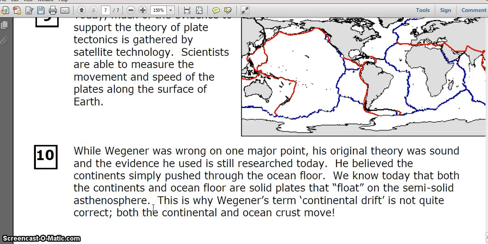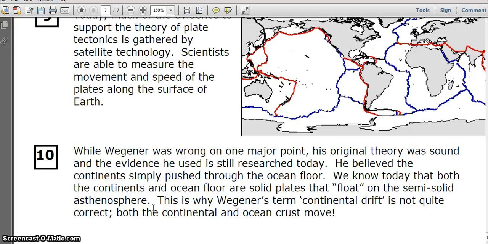While Alfred Wegener was wrong on one major point, which was that he didn't know how the plates move. He never got to figure that out before he died. His original theory was sound, and the evidence he used is still researched today. But he was wrong because he believed the continents simply pushed through the ocean floor.